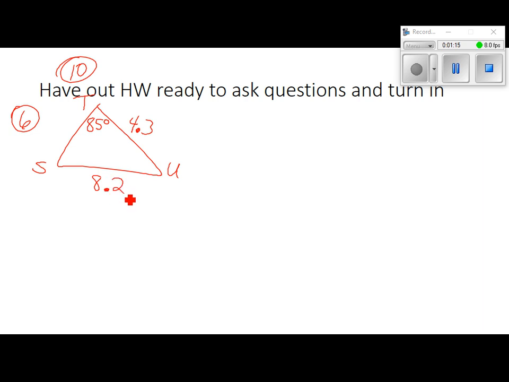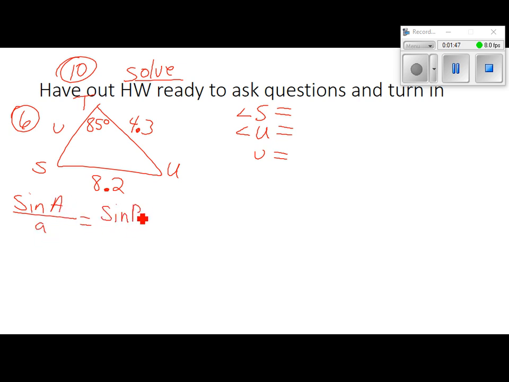And on this one, we're trying to solve the triangle. Anytime we're trying to solve the triangle, that means we're finding all the missing parts. What's this side over here going to get labeled? Little u. So we're trying to find angle S, angle U, and little u. Those are 3 things that we're trying to find. We're going to use the law of sines. Remember, the law of sines just looks like this: sine A over little a, sine angle B over little b, and so on.